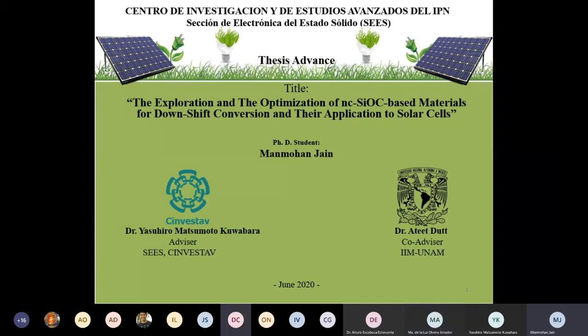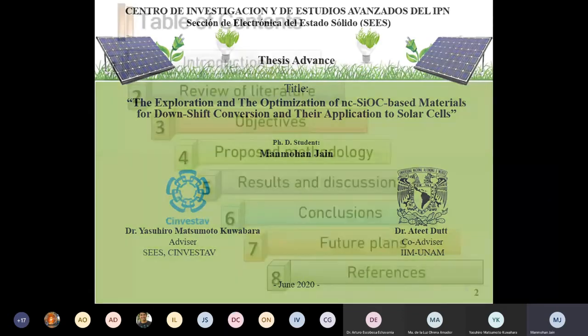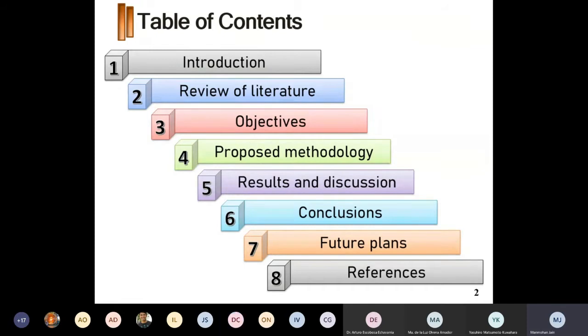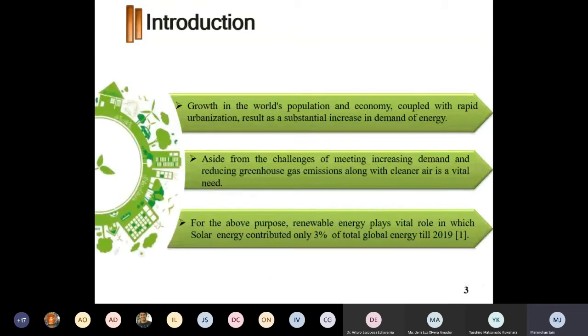Okay. So my name is Manmohan Jain, and today I am going to present the advance of my thesis. The title of my work is the exploration and the optimization of nanocrystalline silicon oxycarbide based materials for downshift conversion and their application to solar cells. This is the table of contents of my work today. First I will give the introduction of my work.